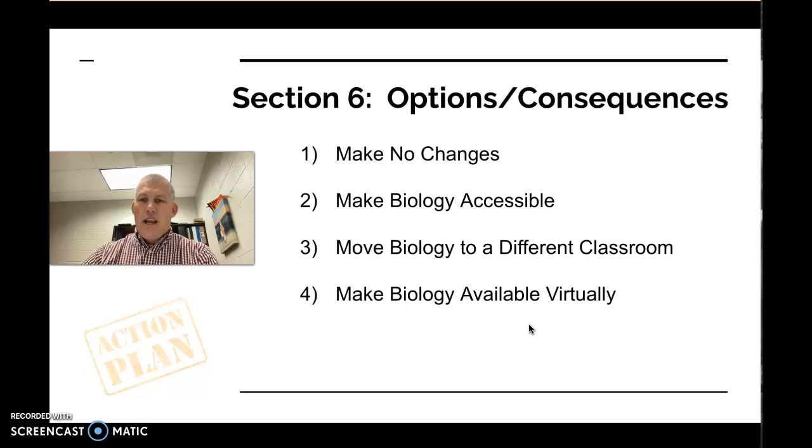So the four options that I have come up with are, first of all, to make no changes, to have Miguel take the alternative course and not take biology. The second option is to make the biology classroom wheelchair accessible. The third option is to move biology to a different classroom within the building that is accessible. And the fourth one is to make biology available virtually.